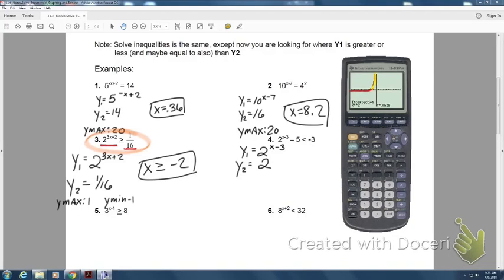Alright, if that horizontal line is somewhere between -10 and 10, and it's not a small fraction like it was on the previous problem, whenever you graph it, if you hit zoom 6, that will take you back to the standard window. Then you should be able to see it on there. So go ahead and put that into Y1, Y2.